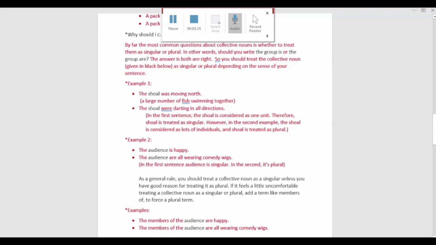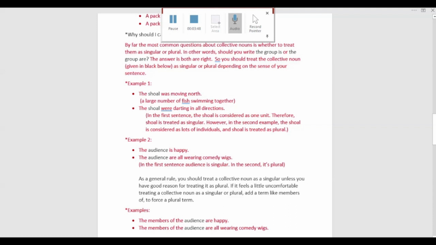That is the singular form. The shoal were darting in all directions. Here shoal is meant as plural because were is used. The plural form is used. In the first sentence, the shoal is considered as one unit. Therefore, shoal is treated as singular. However, in the second example, the shoal is considered as a lot of individuals.